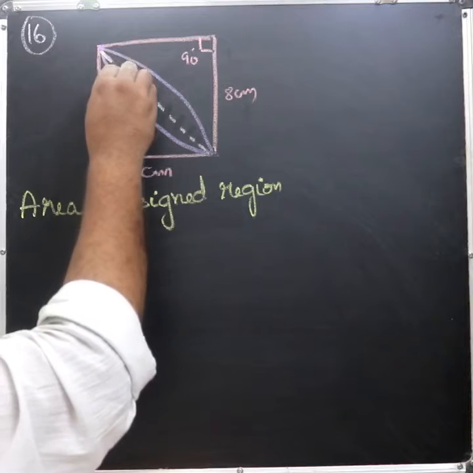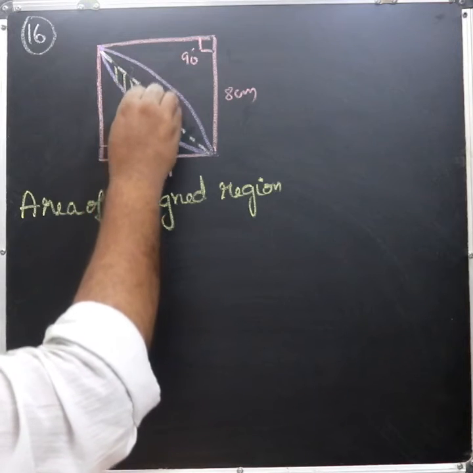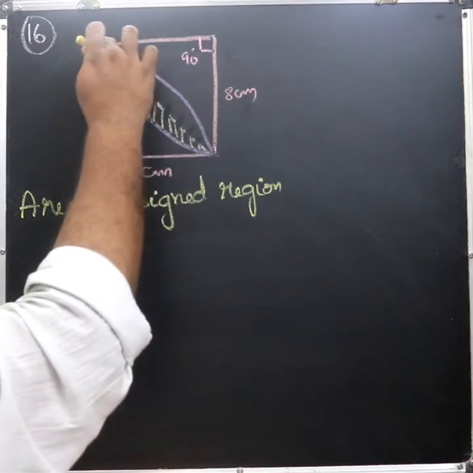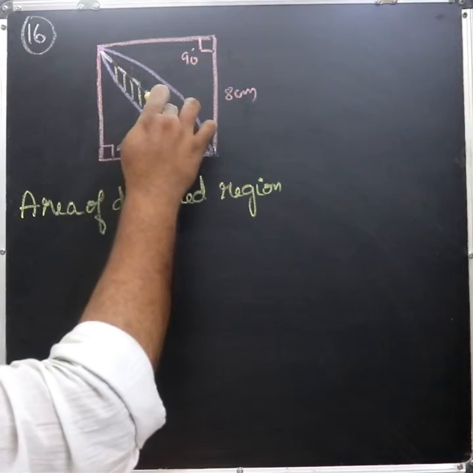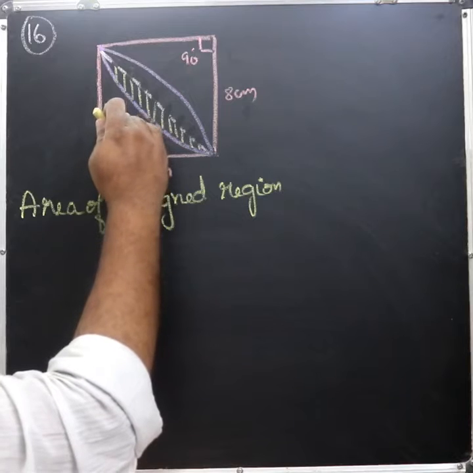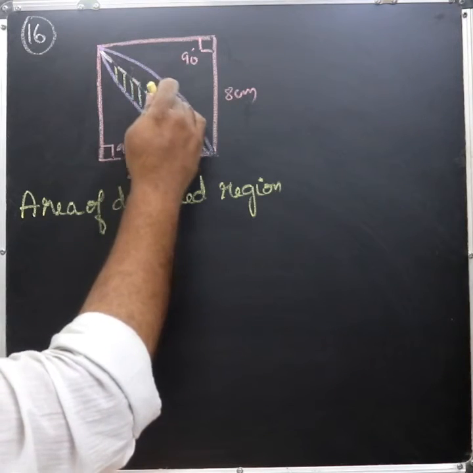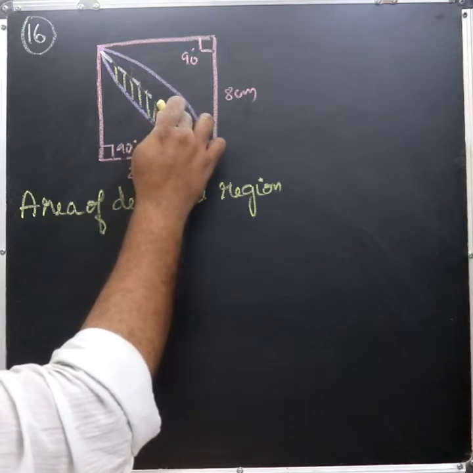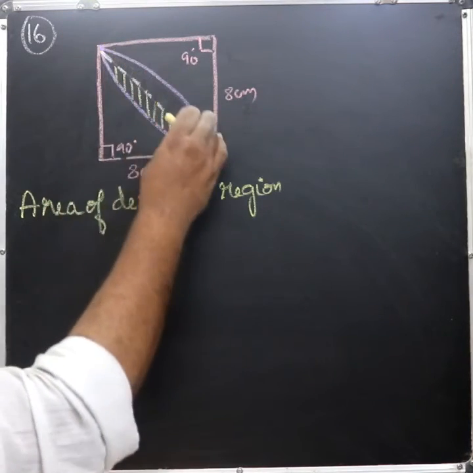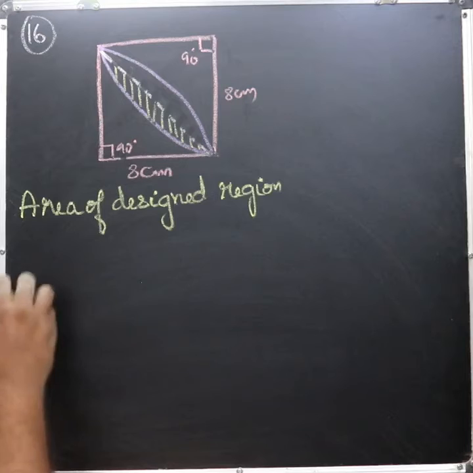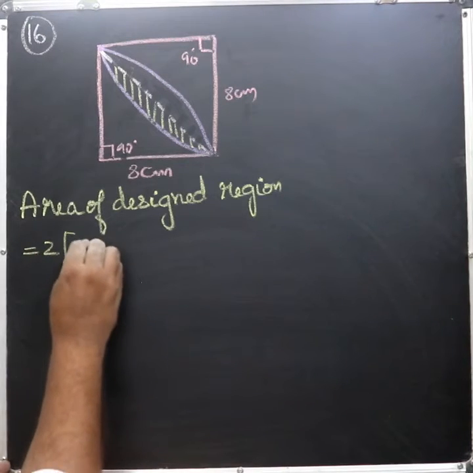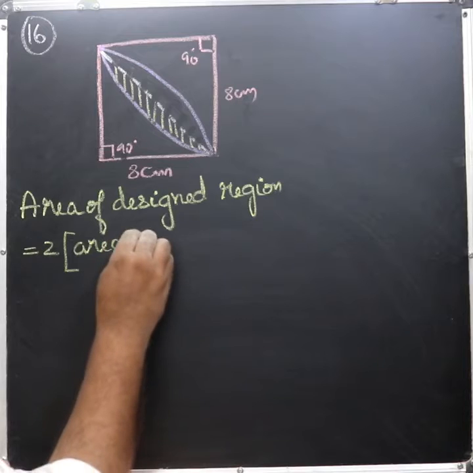Now you can see that the upper part and the lower part are looking similar. When you take the upper quadrant, this is nothing but the segment. When you take the lower quadrant, this is the segment. So if you can find area of one segment and multiply that by 2, then that is going to give you the area of the design. So area of the designed region is going to be 2 times area of the segment.